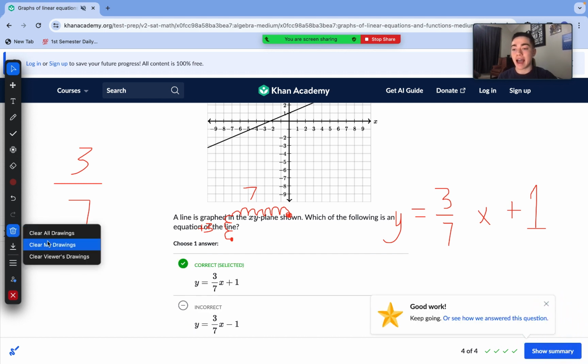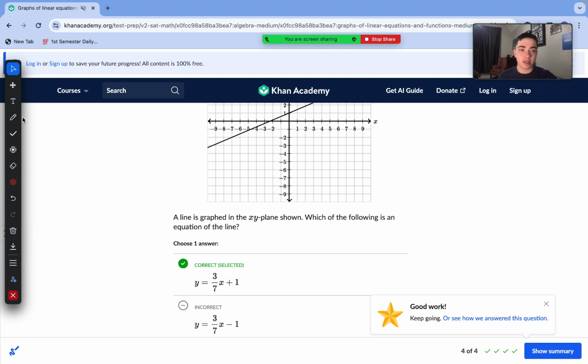So that was our medium, our moderate difficulty level for this skill. With our advanced, expect to see a little bit more of our standard form and point slope. Make sure to know how to manipulate those equations.